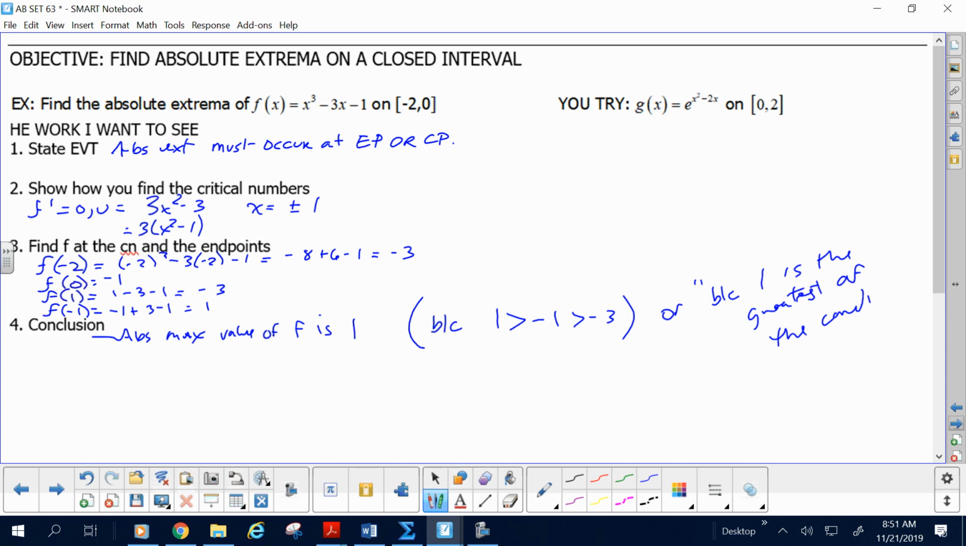You follow? Okay. The absolute min value of f is -3, because -3 is the least of the candidates, or in symbols, whichever you like. Do you understand? Try one on your own, or with your math and English.